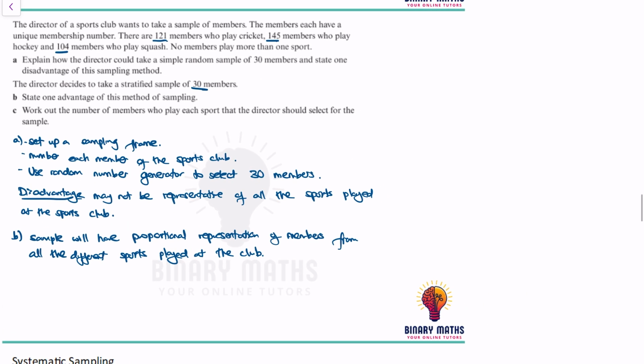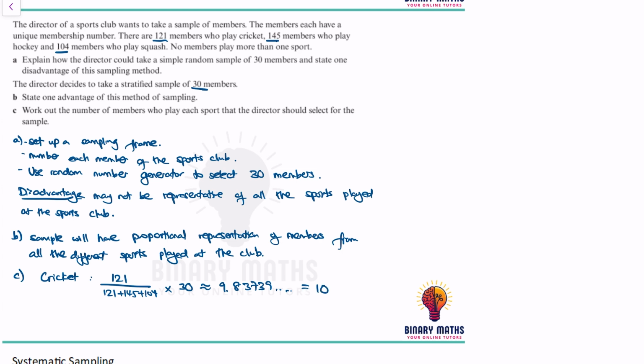Okay, part C, work out the number of members who play each sport that the director should select for the sample. So C, so first sport is cricket. So cricket is 121 over the total, which is 121 plus 145 plus 104, times by the sample size, which is 30, which is equal to 9.83739 blah blah blah, which rounds to 10.